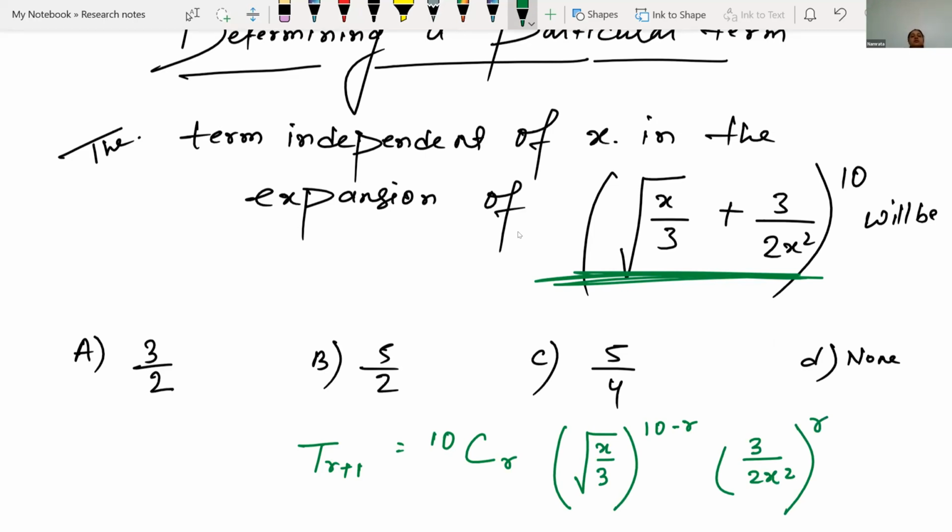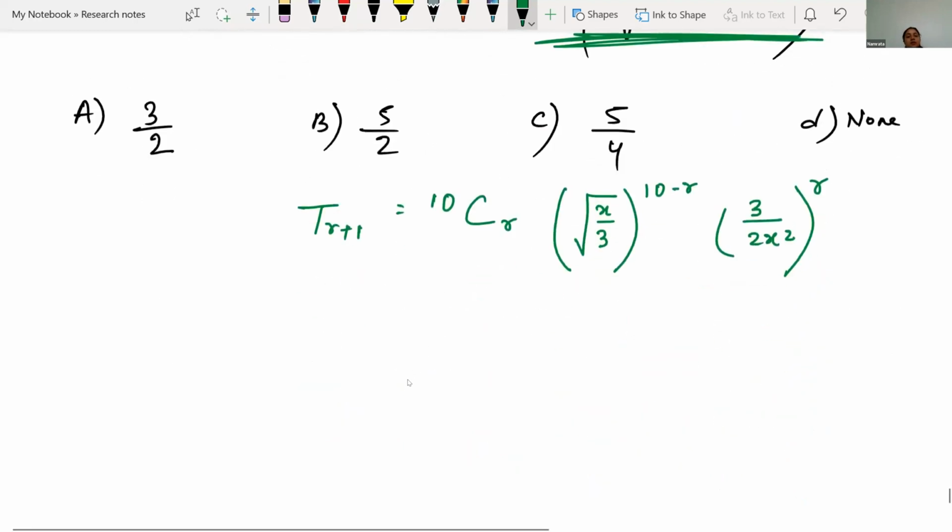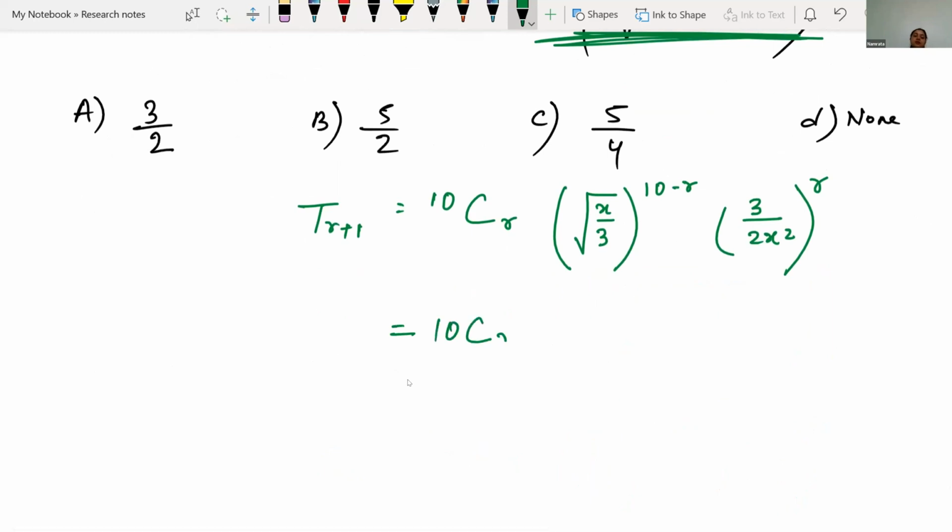Yes, ma'am. So it's asking which term is independent of x. That means which term does not have x. We don't know which term that is, so let's say the r plus 1th term does not have x. Now we will keep 10 CR as it is and focus only on the power of x. We will set the power of x equal to 0 and find the value of r from that.